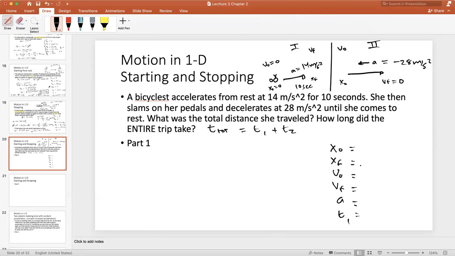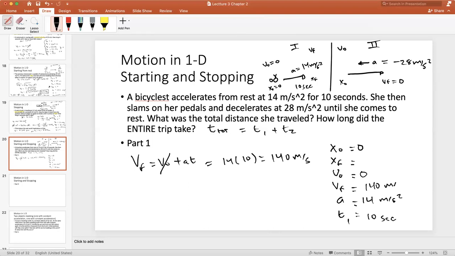So for part 1 only, x initial was 0. I don't know what x final is. V initial was 0. I don't know what v final is. A is 14 meters per second squared, and T1 is 10 seconds. So here, I just want to fill these two things in. I want to know how far she traveled, and I want to know what her v final is. I know that I have v initial plus AT is my v final equation. This is really simple because v initial was 0, and this was 14, and this was 10 seconds. So this is 140 meters per second.